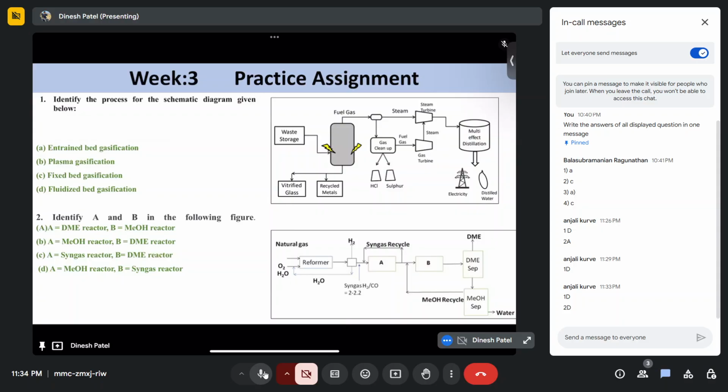So let's see the answer of this in 2 minutes.